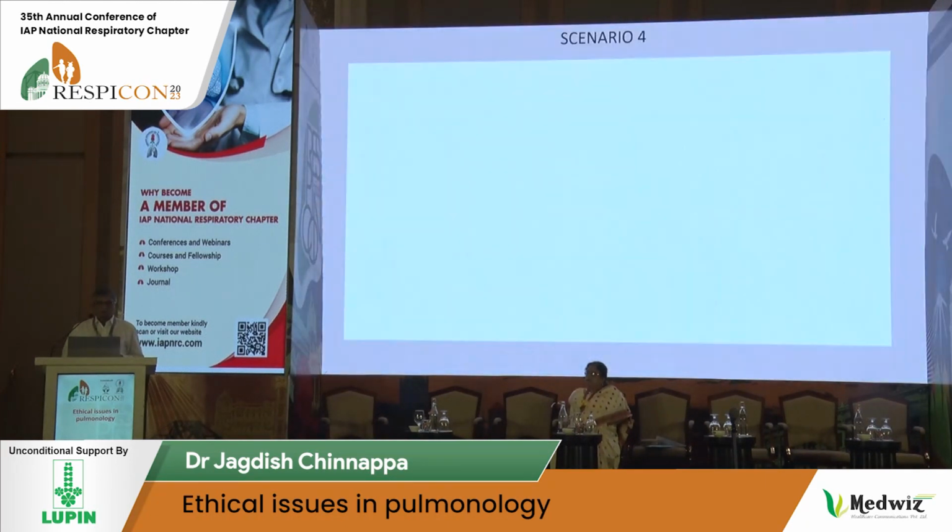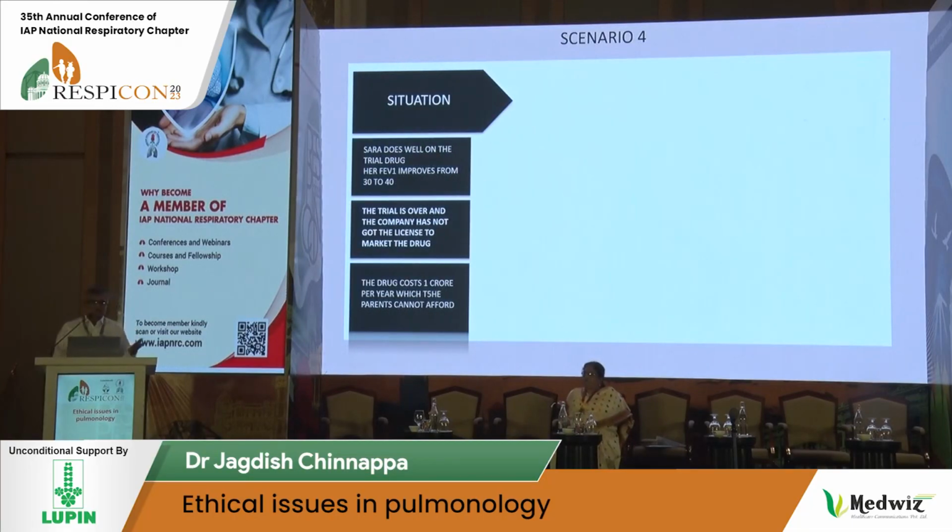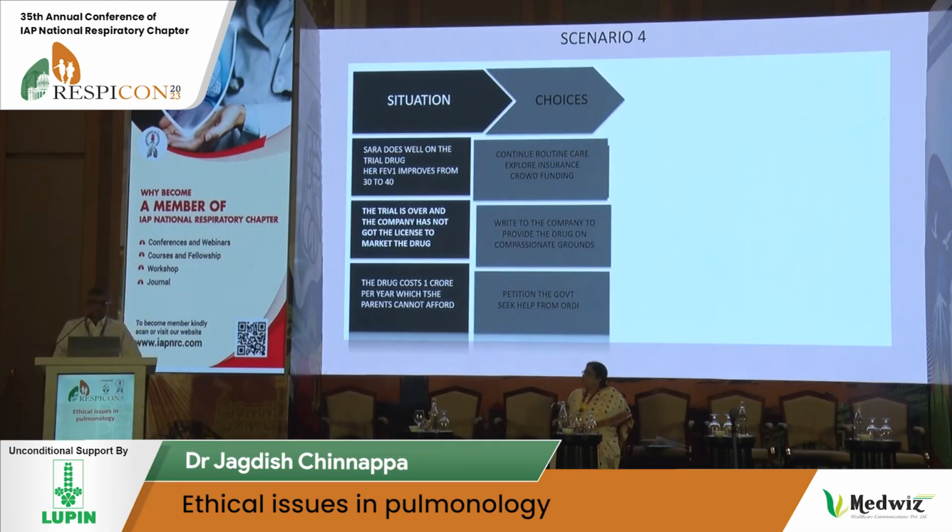Okay. Now, the next scenario is very common. Sarah does well on the trial drug. Her FEV1 improves quite significantly. Trial is over. The company has not got the license to market the drug. The drug costs about 1 crore per year, which the parents cannot afford. So what are your choices here?